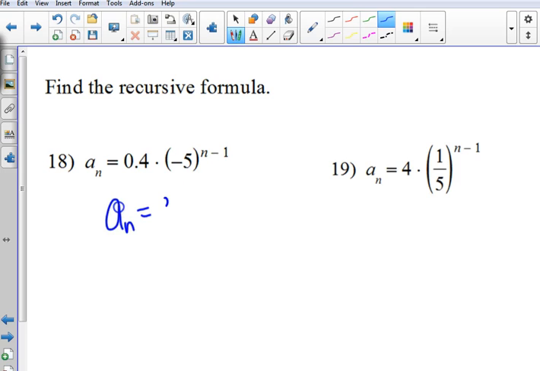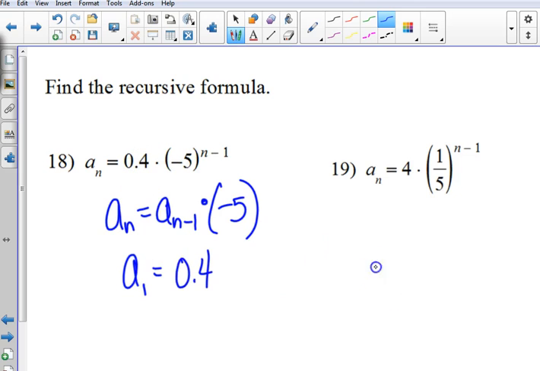A sub n equals a sub n minus 1 times, what are we multiplying by? Can you pick it out? It was a -5. Where the first term was, uh-oh, what's the first term? You can put in a 1 here if you need to. 1 minus 1 is 0, so this is all 1. It's just 0.4. I was trying to trick you. Okay, we good? Can I just skip to 20?